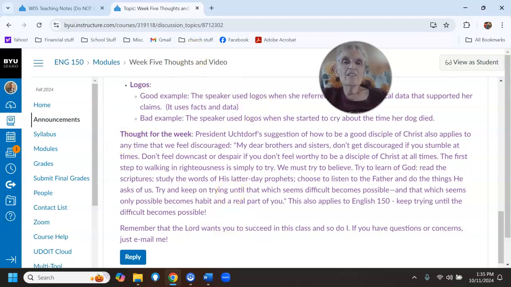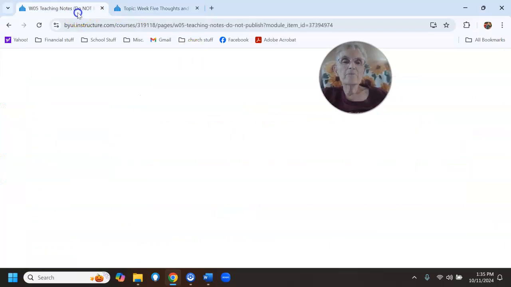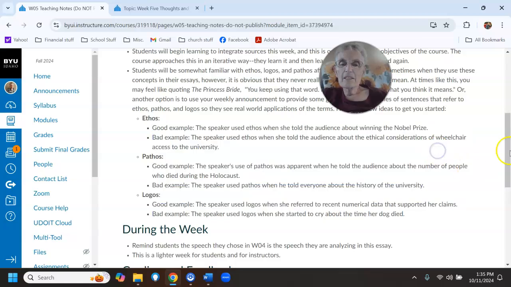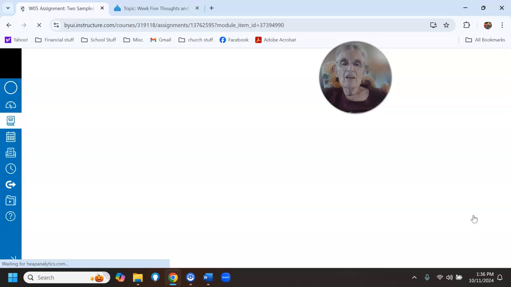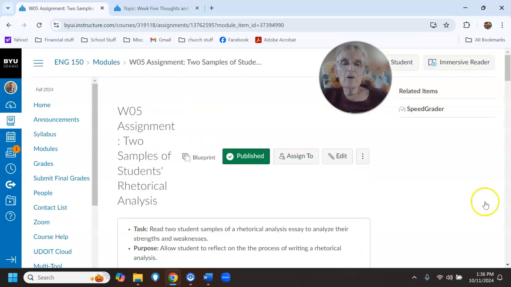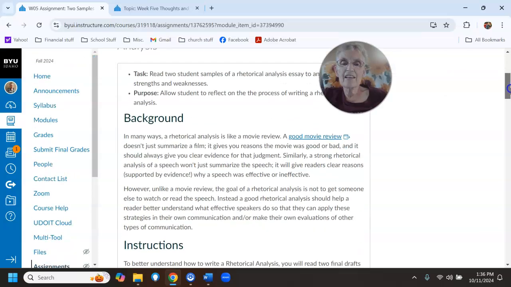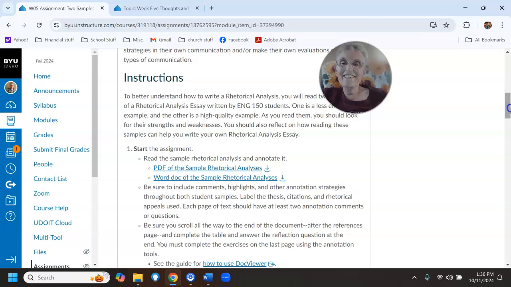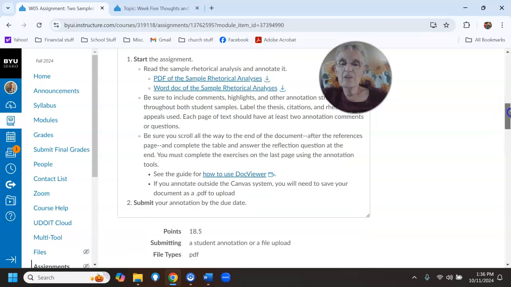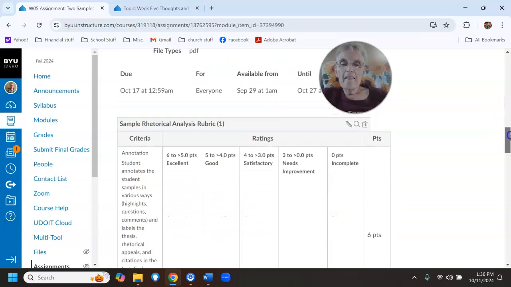Okay, so now let's go back to this. During the middle of the week, you're going to be analyzing the two samples of students' rhetorical analyses. Like I say, remember that one of them's good and one of them isn't. So don't say they're both great. Okay, and here's Word and PDF of those two different ones.